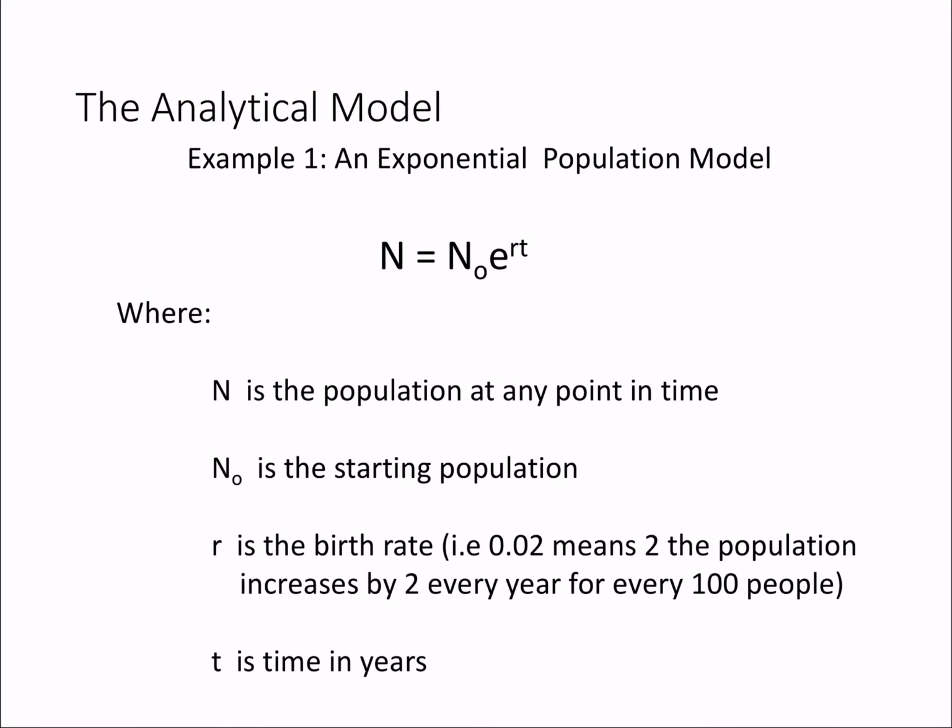And then we have n naught, which is the starting population, e, which is just a mathematical constant, and then r, which is the birth rate. So, for example, 0.02 means that for every 100 people, the population increases by 2, so you get 2 more people every year. And then t is the time in years.